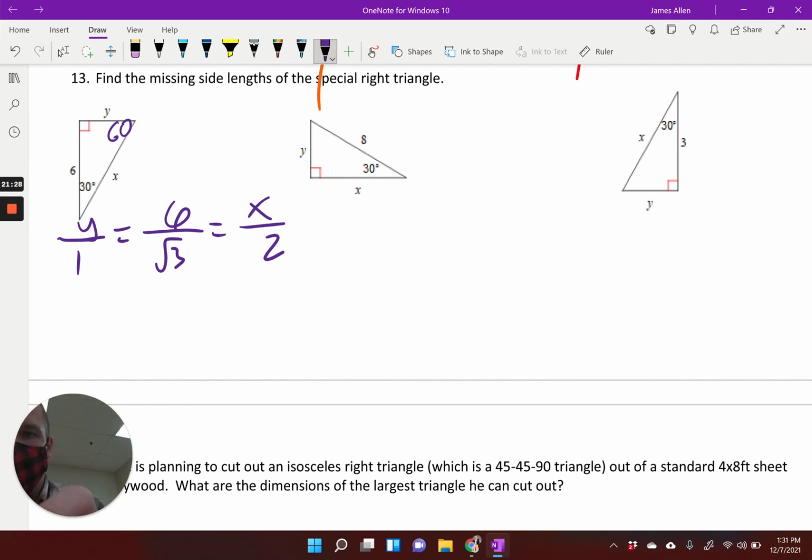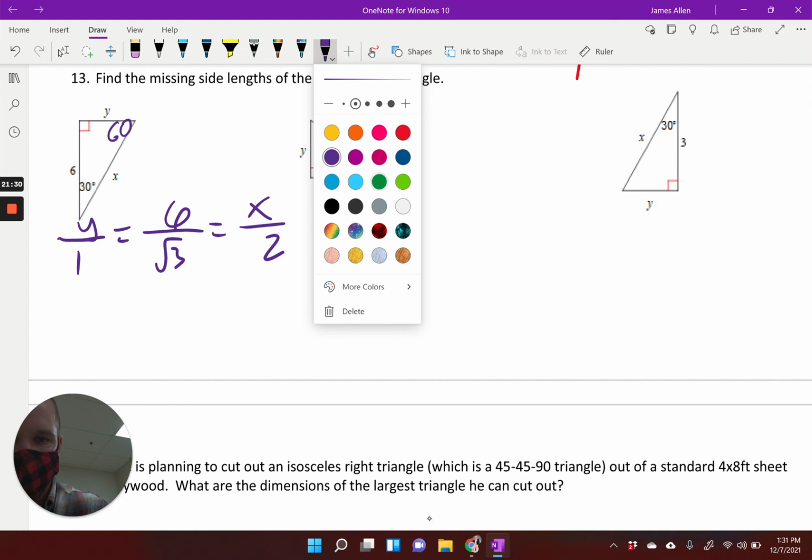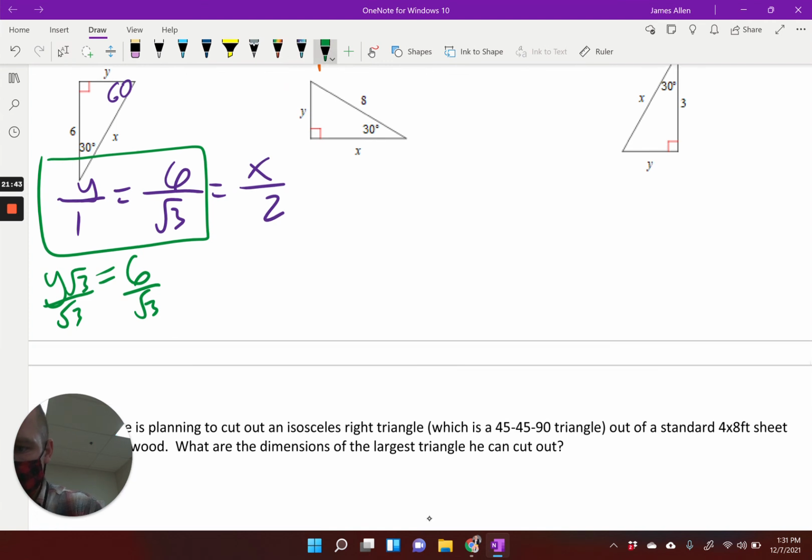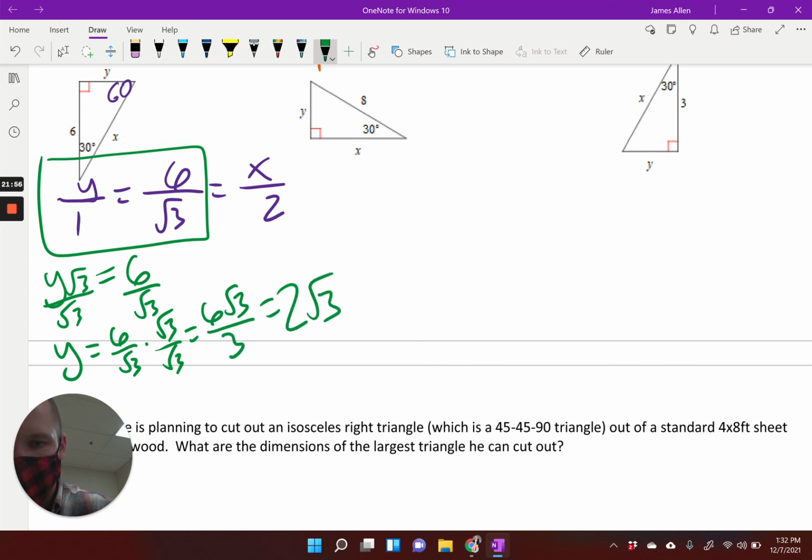All right, so I'm going to cross multiply with 2 of them. I'll go green. These 2. So I have Y root 3 equals 1 times 6, which is 6. I'm going to divide by root 3. And I end up with Y equals 6 over root 3. Can't have that. Got to rationalize. Root 3 over root 3 equals 6 root 3 over 3, which is just 2 root 3. So that's my Y value.